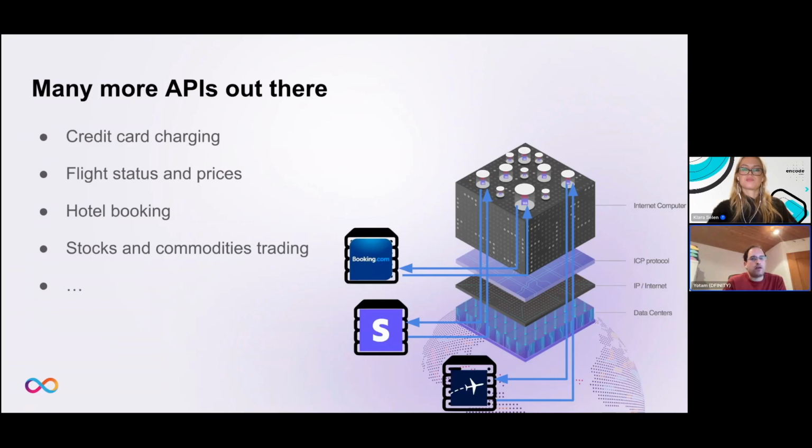There are many more APIs out there. You probably know many of them that you might want to use. I'll just give some examples. You could use Stripe for credit card charging or any other thing like that. Get flight status, prices for flights, hotel booking, stocks, commodities, trading. It's really open-ended because the amount of public APIs available is endless. So just use your imagination, start thinking about APIs your canister could connect to, and start building.